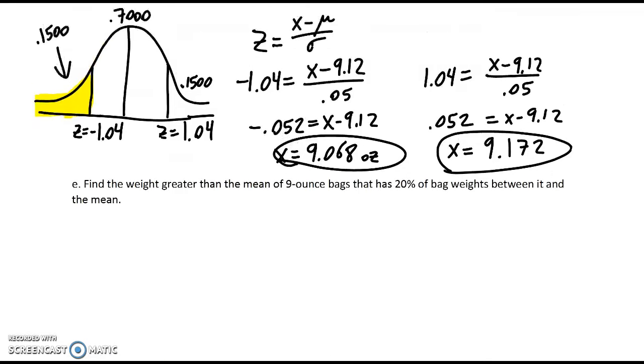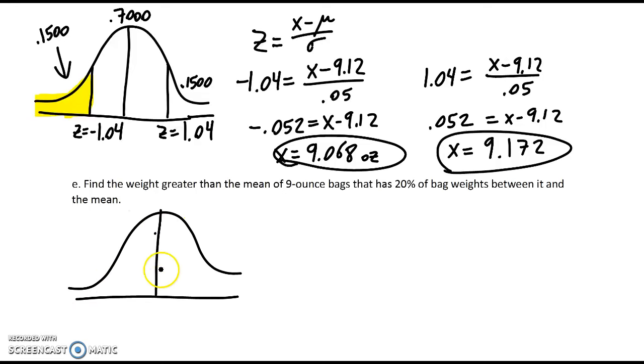Find the weight greater than the mean of 9-ounce bags that has 20% of bag weights between it and the mean. So find the weight greater than the mean. So we're going to be above the mean. Alright. So it's going to be some value above the mean. We don't know what it is. That has 20% between it. I guess I'll use my yellow. Has 20% between it and the mean.